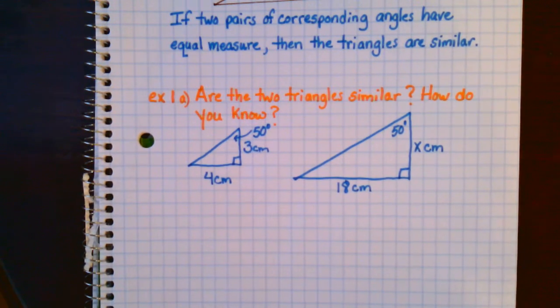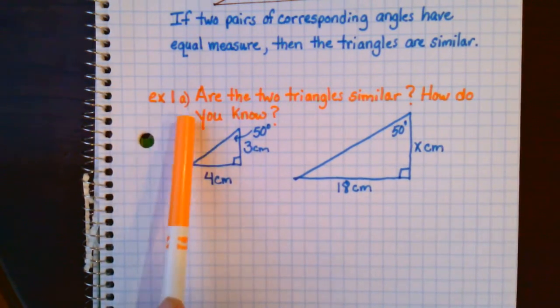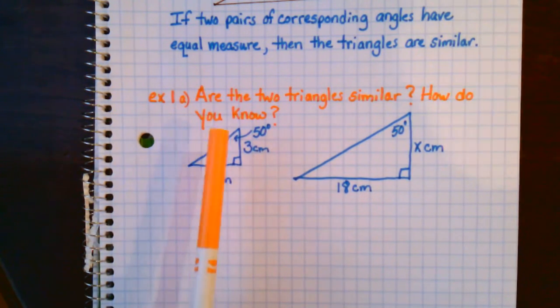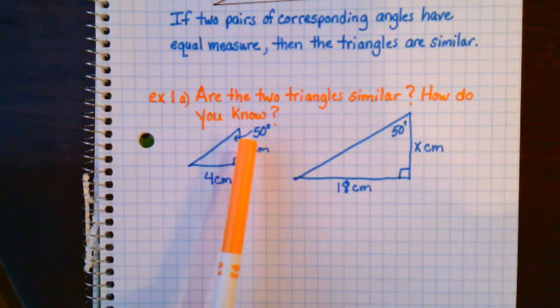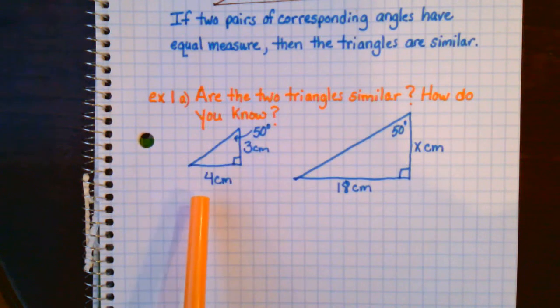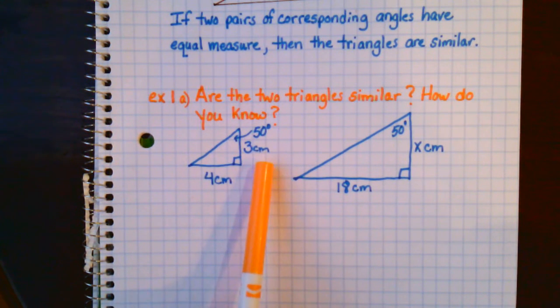Now we're going to work through an example problem using that information that we just learned about angle-angle similarity. Example 1, part A, asks us, are the two triangles similar? How do you know? So we need to look at the information they've given us here. We have a smaller triangle on the left. It's got a base of 4 centimeters, a height of 3.